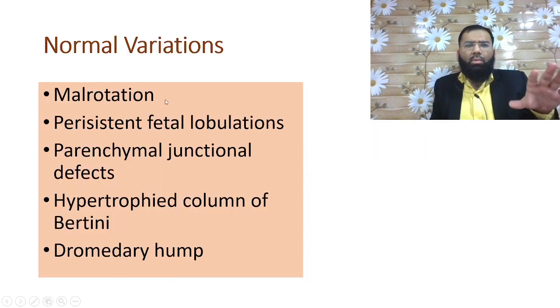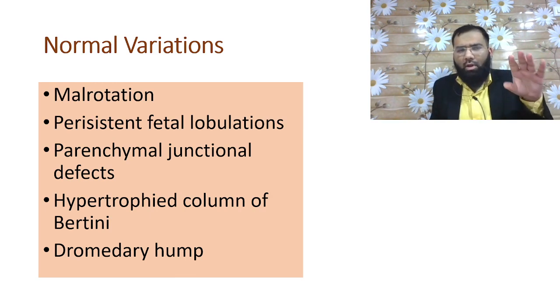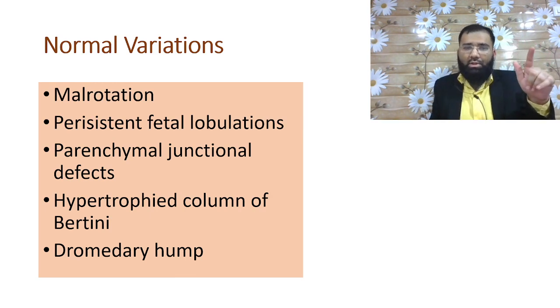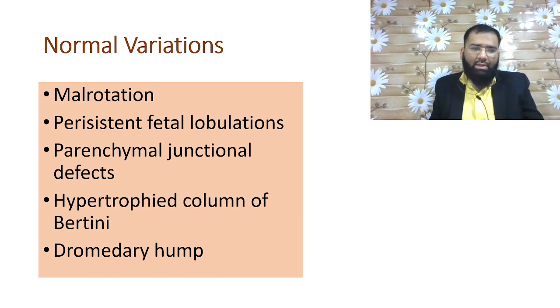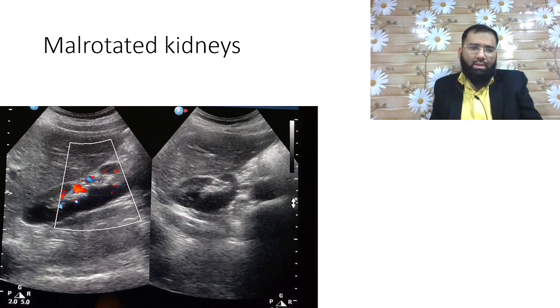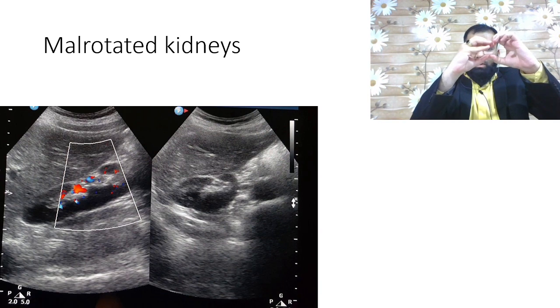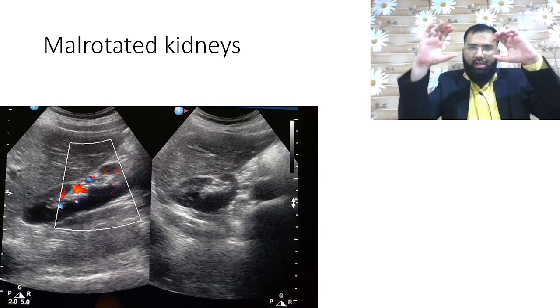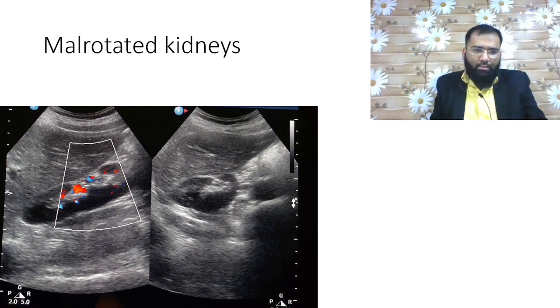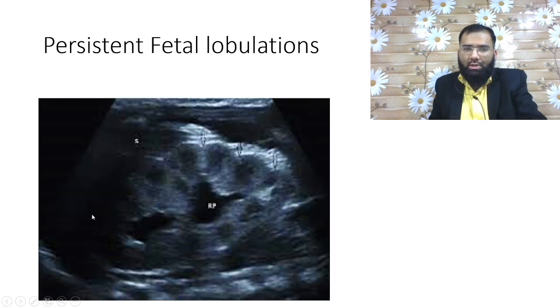Now we discuss certain normal variants. One of them is malrotation, persistent fetal lobulation, parenchymal junctional defects, hypertrophied column of Bertin, and dromedary hump. So we'll discuss malrotated kidneys. So normally, if you see kidneys are like that, the hilum should point medially. But now look at this case. This is the liver, and this is kidney. So you see the hilum is pointing upwards towards the liver. That means this is a malrotated kidney.